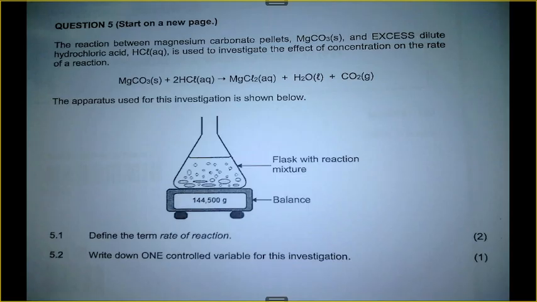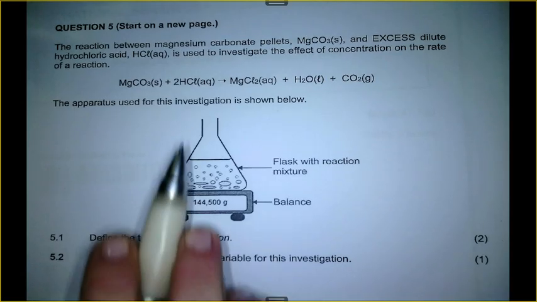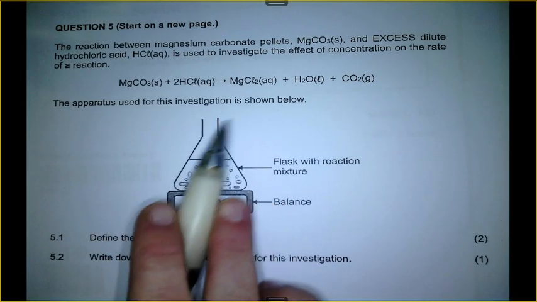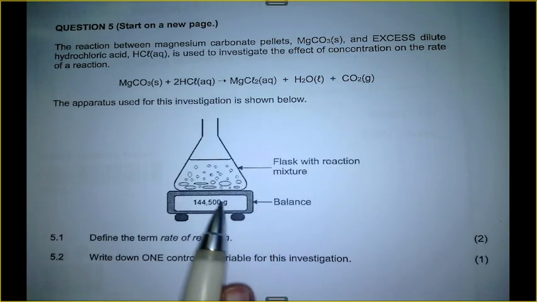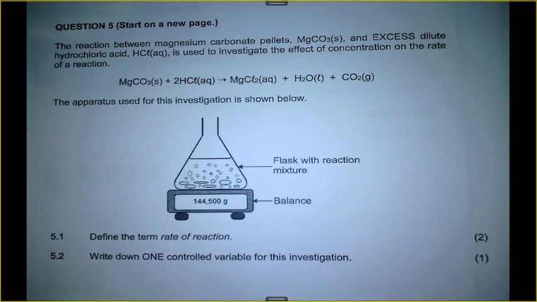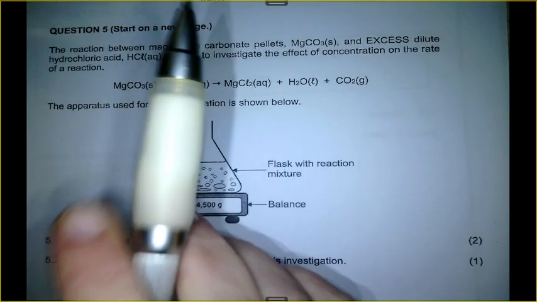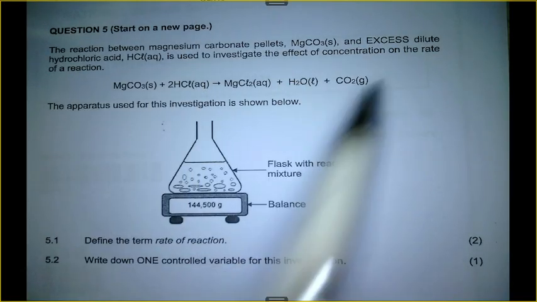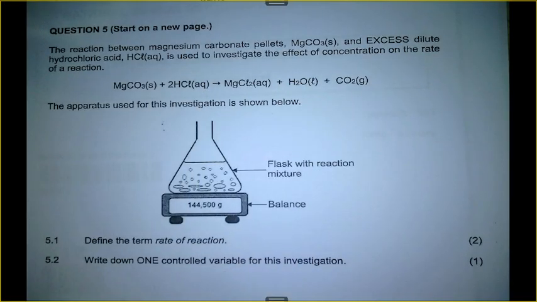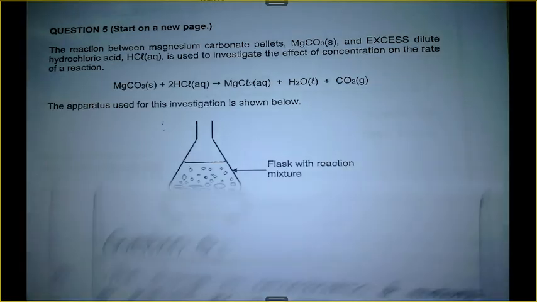Alright, so you've got a container. Do we all notice it is an open container? Initial mass of the flask, 144,50. Balanced chemical reaction, we know this happens. And then for 5.1, define the term rate of reaction.